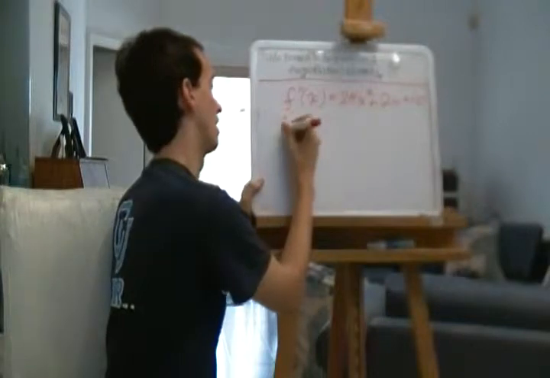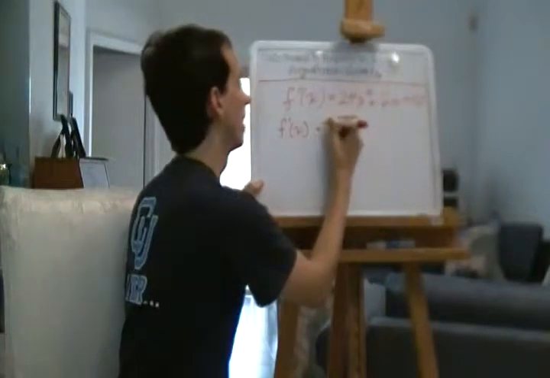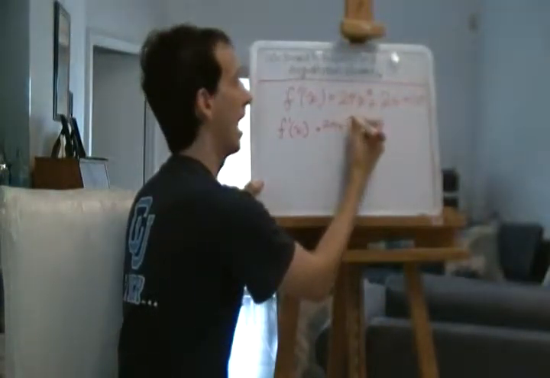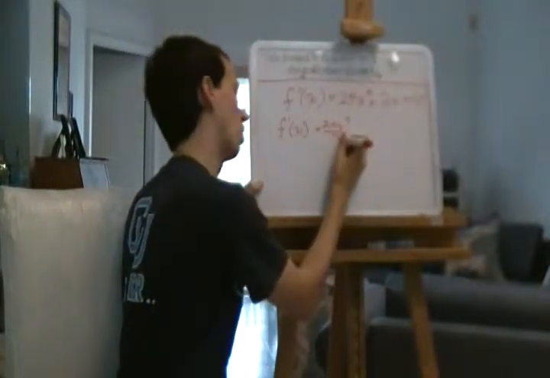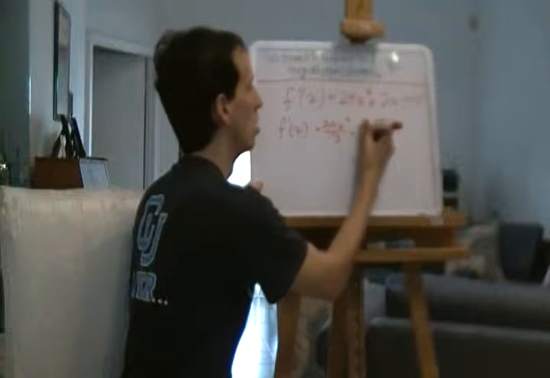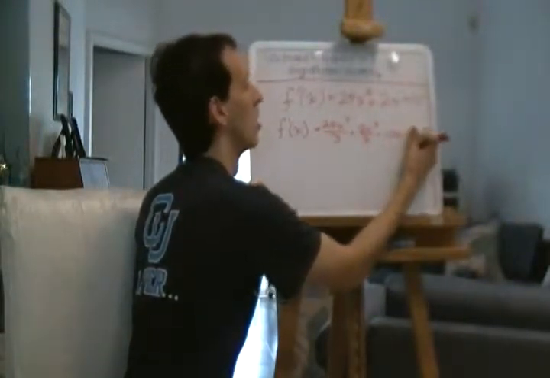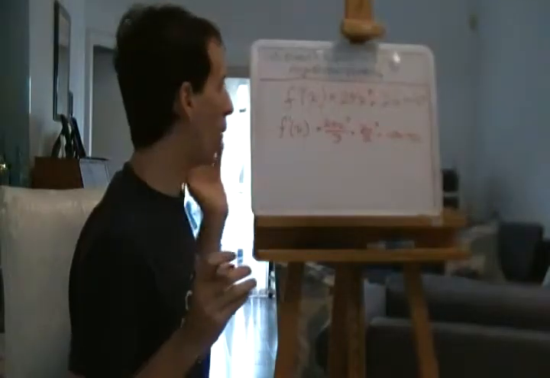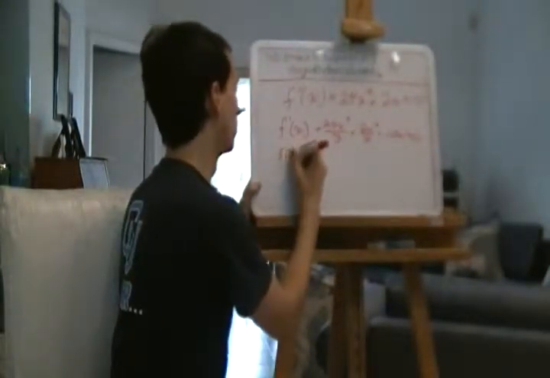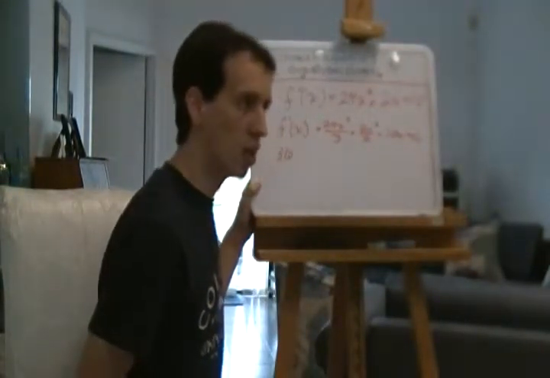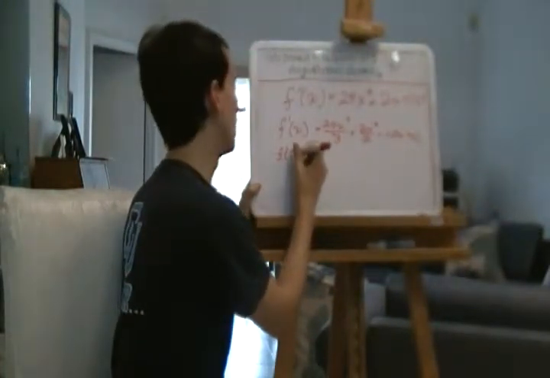We need f prime of x. So f prime of x, using the techniques that we learned, is acquired by going 24x to the 2 plus 1, which would be cubed, over 2 plus 1, which is 3, plus 2x squared over 2, plus 10x plus c. Now, what we also know is that f prime of 1 is going to be negative 3.